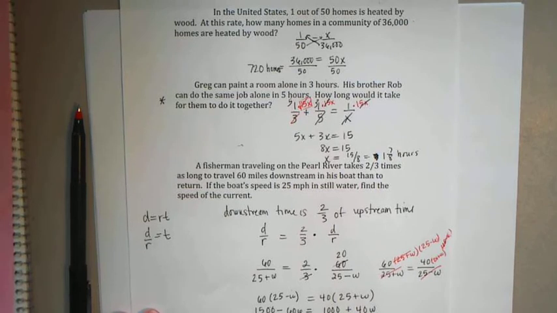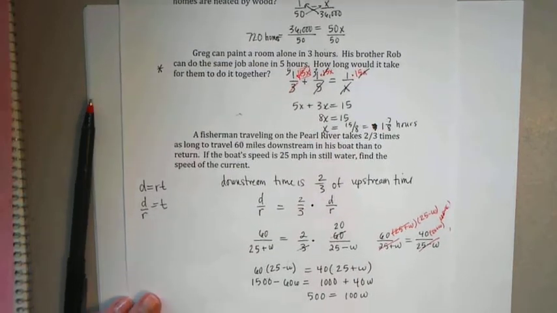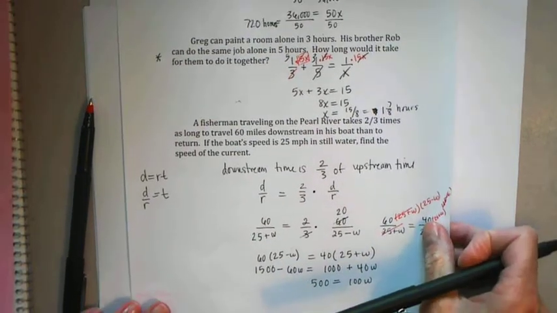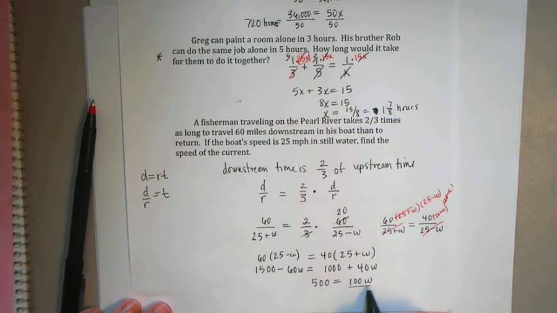Alright, now getting my W's on the same side, I'm going to choose to take 60 over here just so that it's positive. So I'm going to add 60 to both sides, so I have 100W. And then I'm going to subtract 1,000, so I get 500. So, I'm off the screen, aren't I? So, dividing by 100, we get W equals 5.